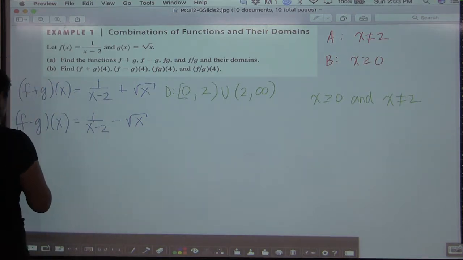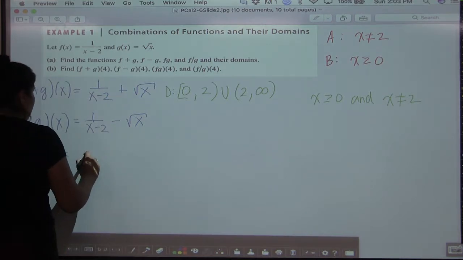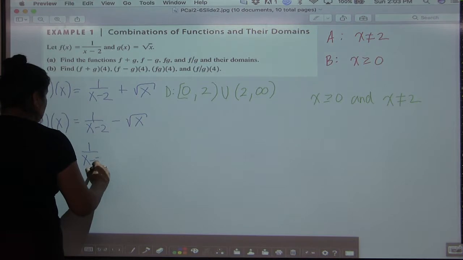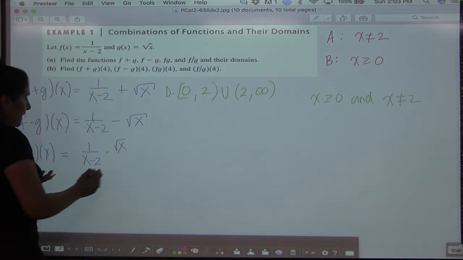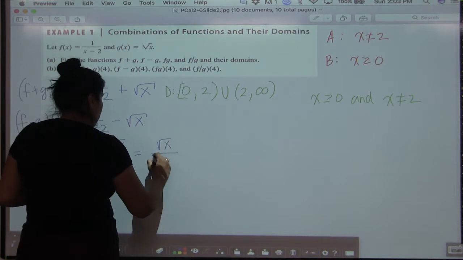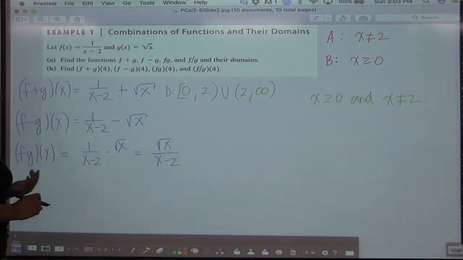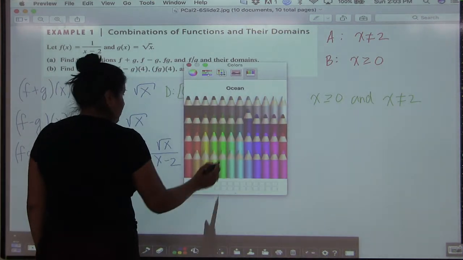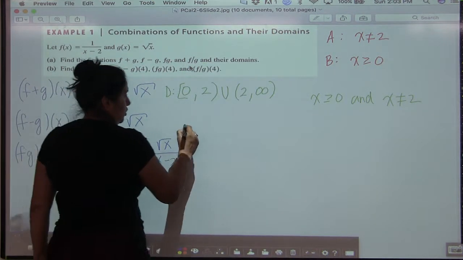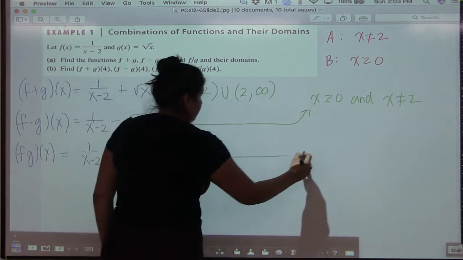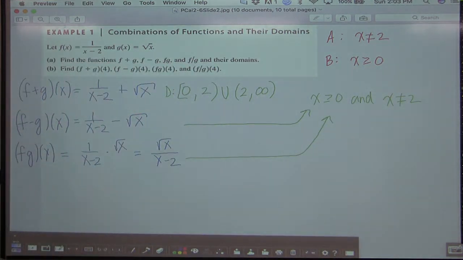And likewise, it's the same for f times g of x, as we saw in the previous slide. You're going to get 1 over x minus 2 times root x. Now in this case, you can at least simplify it to root x over x minus 2. But again, with those three functions, the domain is going to be the intersection of A and B, which we've already found in the first one. So we can go ahead and say ditto, that these two will also have the same domain. If you want to rewrite it, you can.